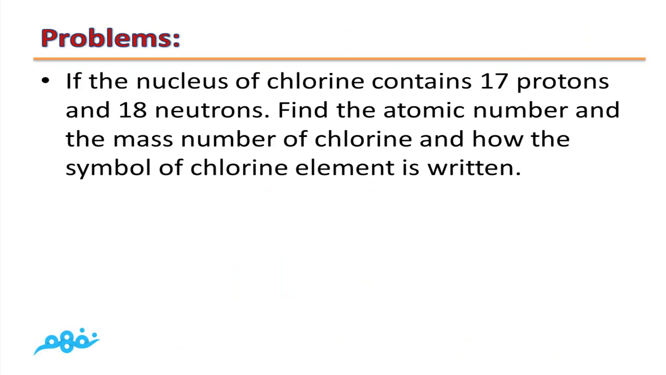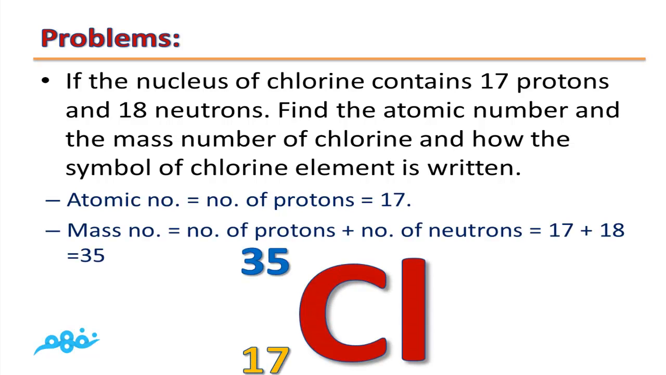Problems. If the nucleus of chlorine contains 17 protons and 18 neutrons, find the atomic number and the mass number of chlorine and how the symbol of chlorine element is written. The atomic number of chlorine is equal to the number of protons, so the atomic number of chlorine is 17. Mass number equals the number of protons plus the number of neutrons, equals 17 plus 18 equals 35.